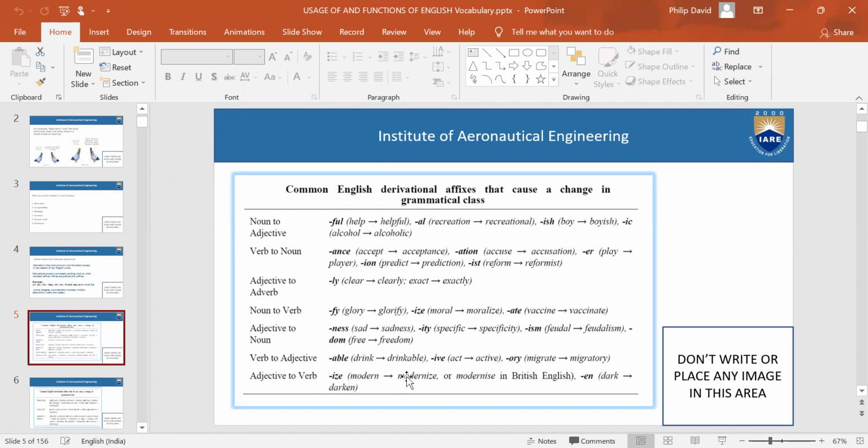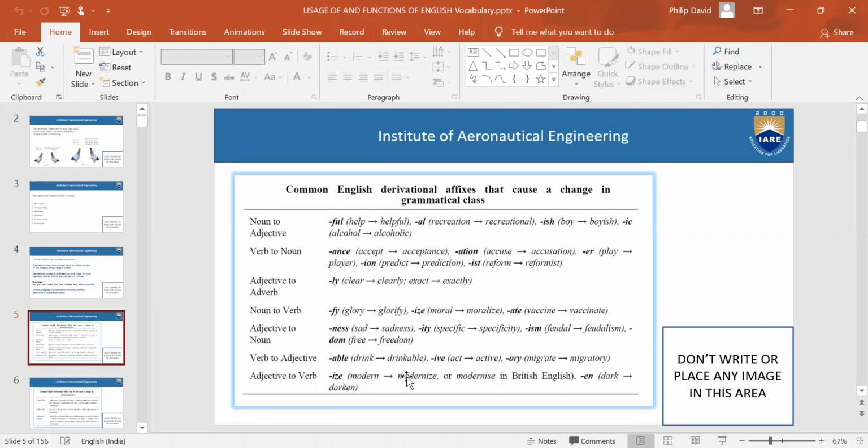Adjective to noun. Sad, sadness. Specific, specificity. Feudal, feudalism. Free, freedom. We saw how a noun got converted to an adjective in the first case. Now an adjective is getting converted to a noun. So we can change from one part of speech to another just through the addition of derivatives. Yes, continue, please.